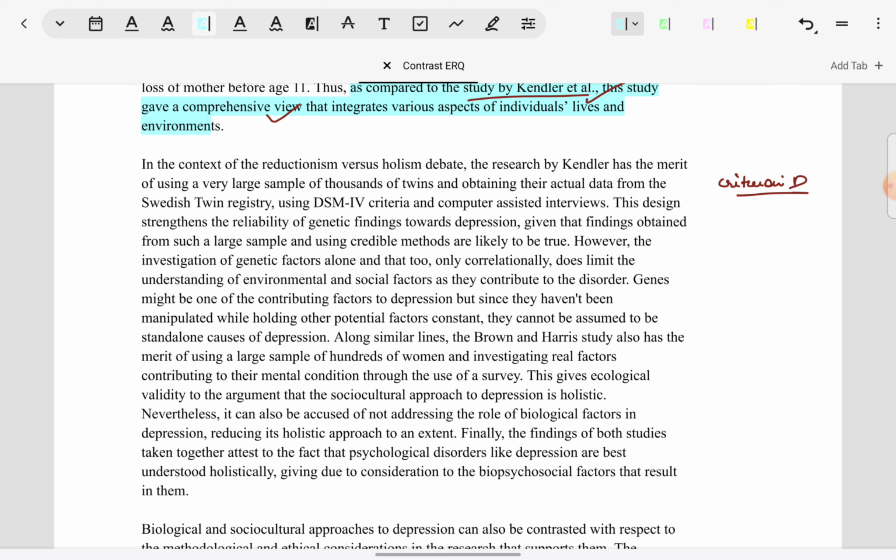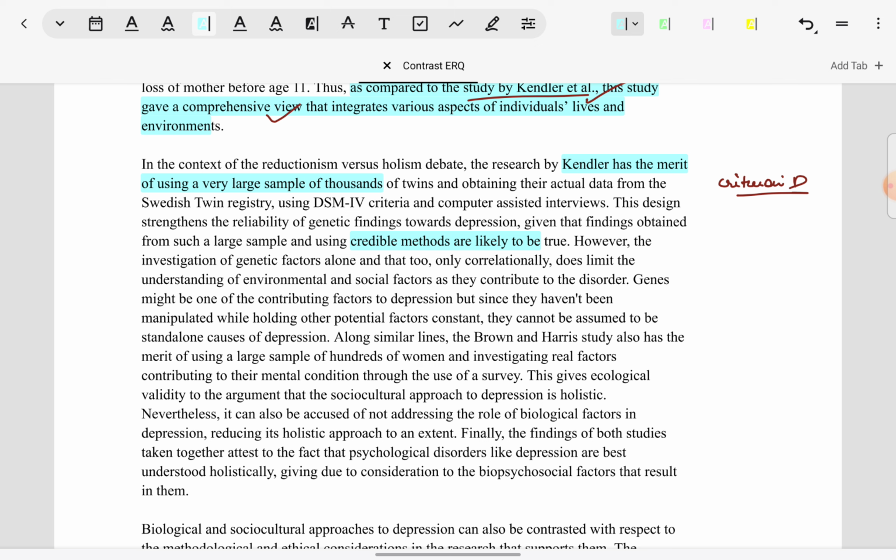As one example, you can say the Kendler et al. study is very meritorious because it has a large sample and it has been done very realistically by obtaining actual concordance rates of the twins. But what does this strength of the Kendler study serve to show about the larger argument that the biological approach is reductionist? It serves to show that the credibility of that approach is likely to be high.